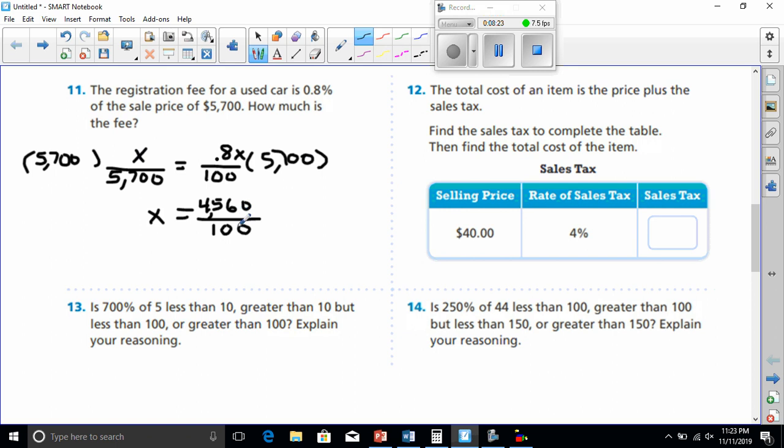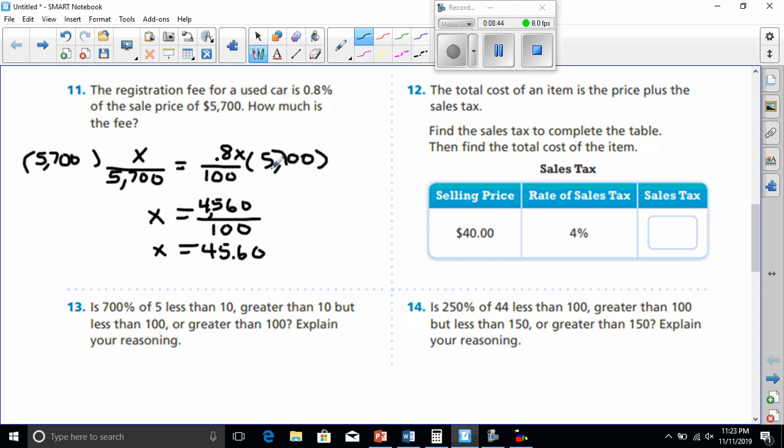Well, once again, I could just move my decimal over 2 spots because I'm dividing by 100. And this will tell me that my answer is going to be, well, x must be $45.60. That's the registration fee.